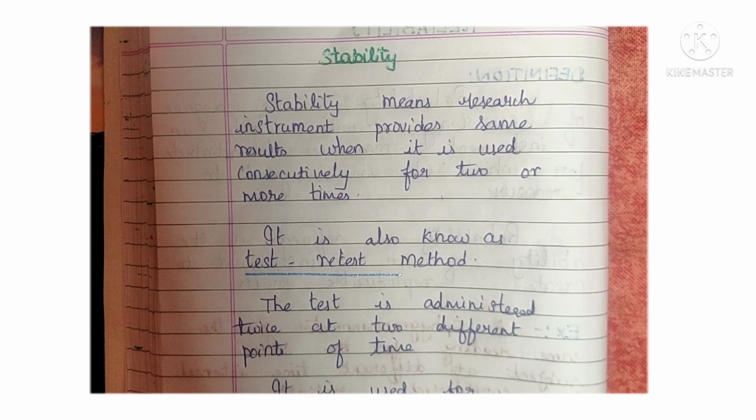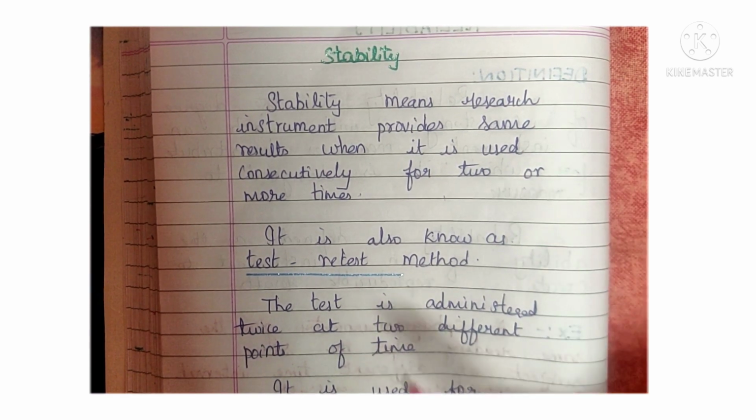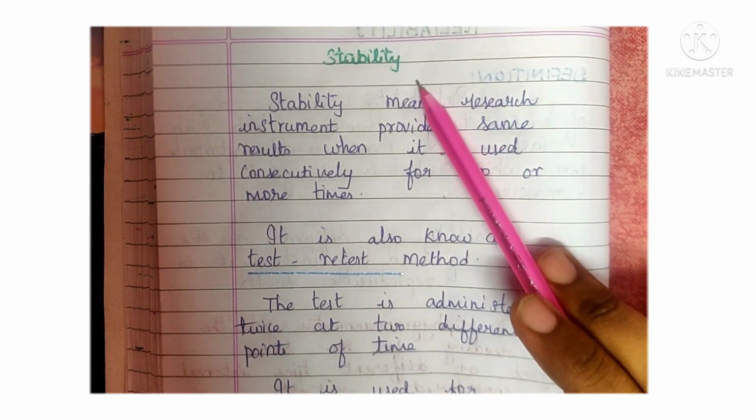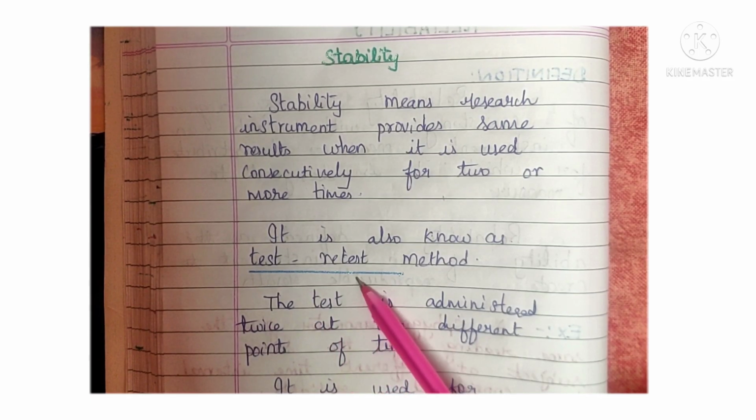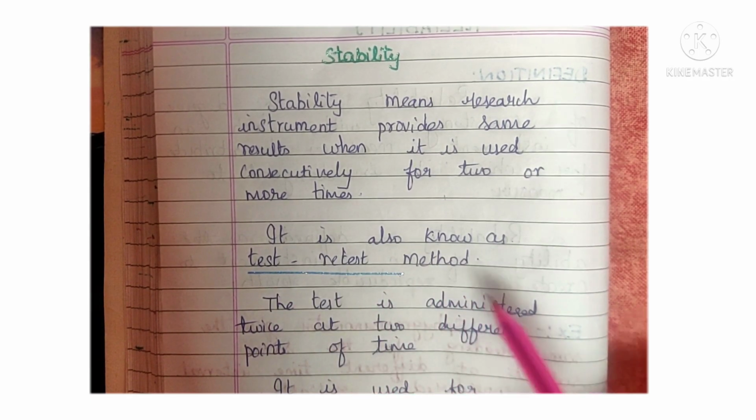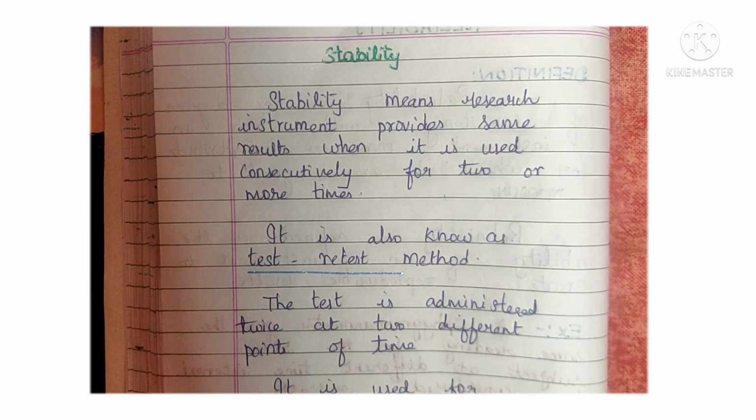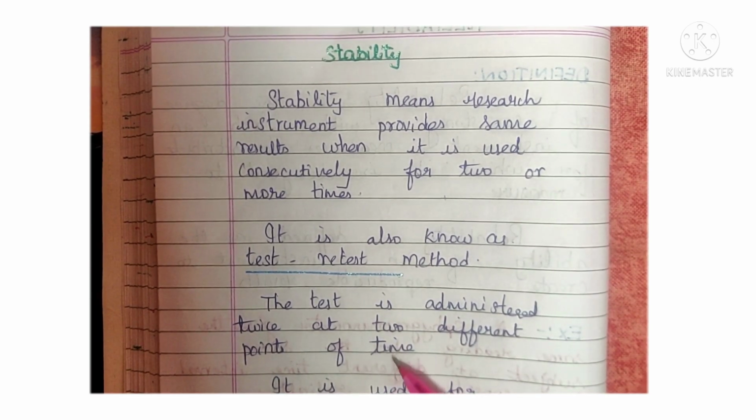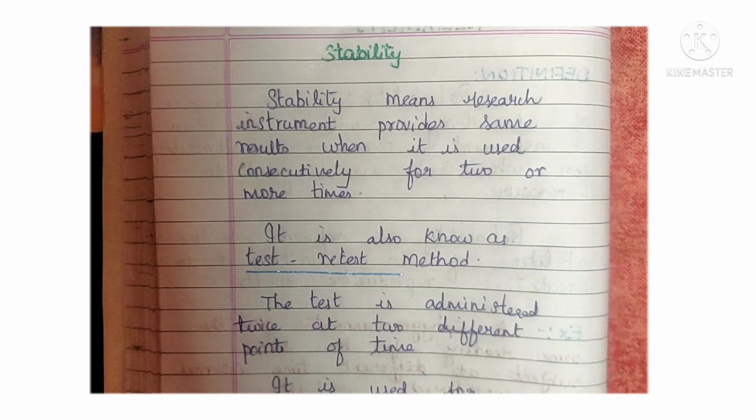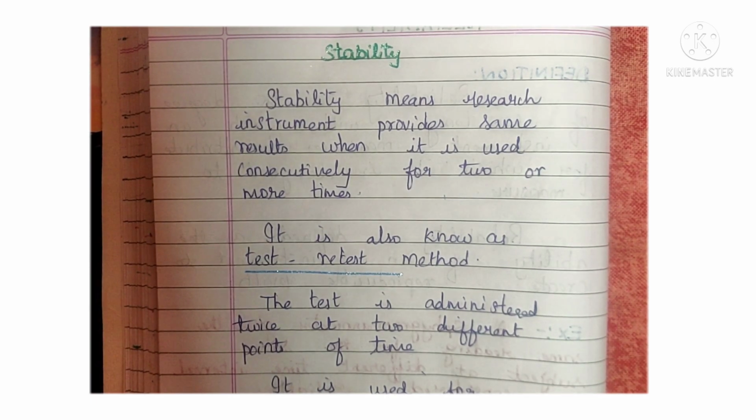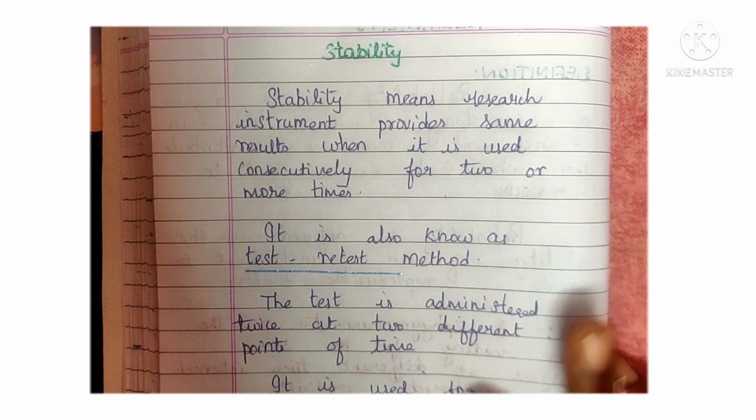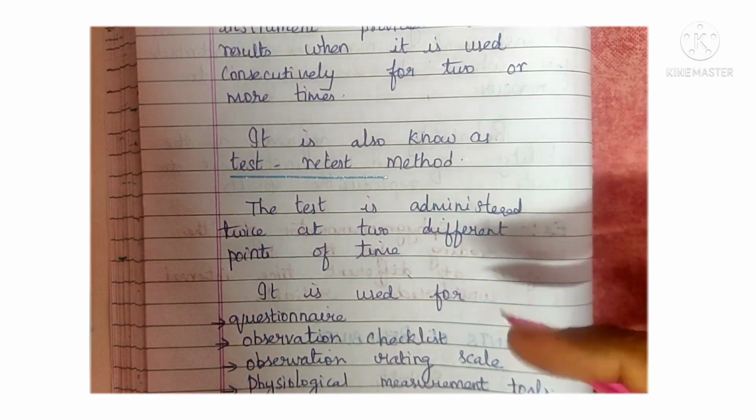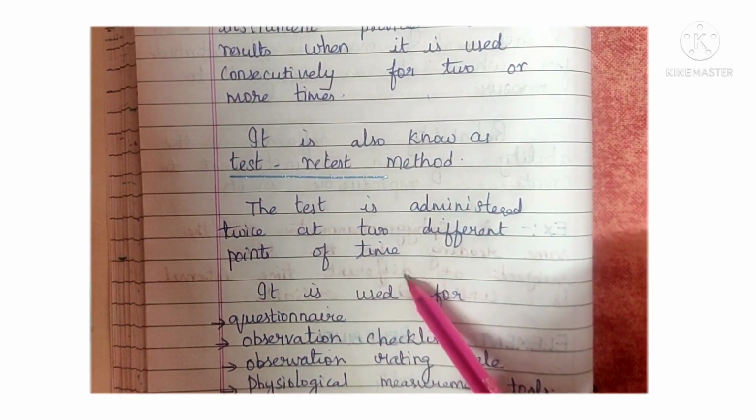Okay, the results may be more or less the same. So that's why this stability, the reliability for testing stability, is also known as the test-retest method. Suppose today I give a questionnaire, and tomorrow I give the same questionnaire again, the results are going to be more or less the same. So the test is administered twice at two different points of time. It can be a half-hour interval, 2 hours, 2 days, or 1 week. It depends.